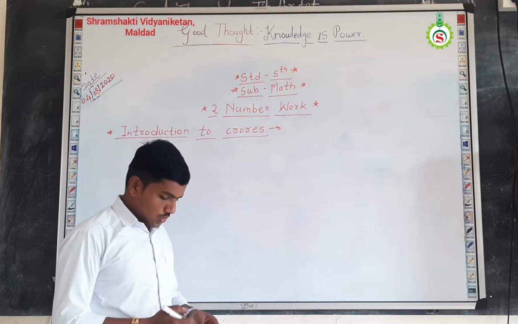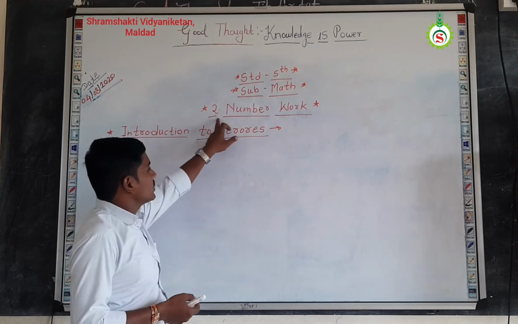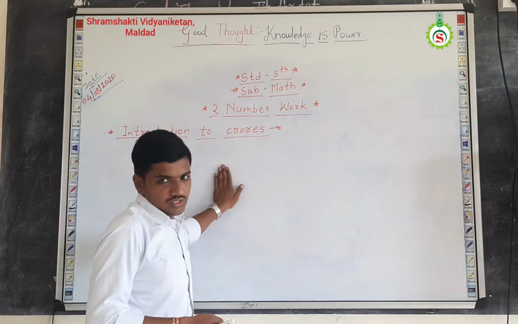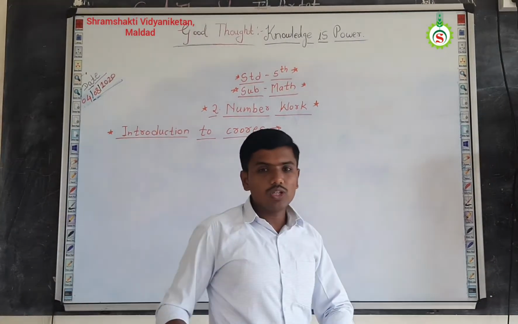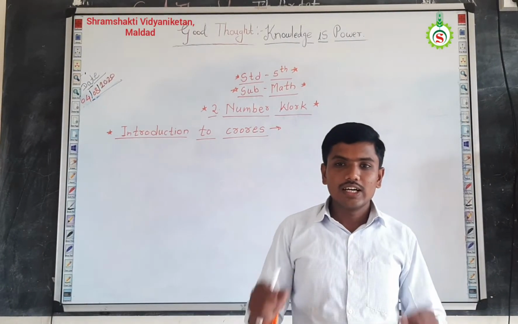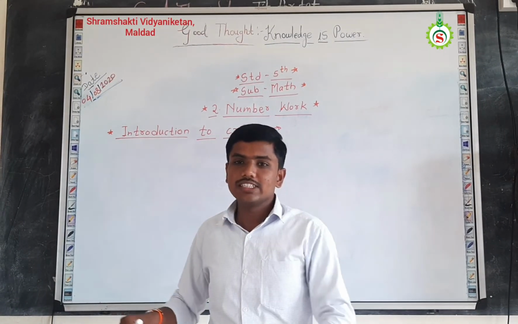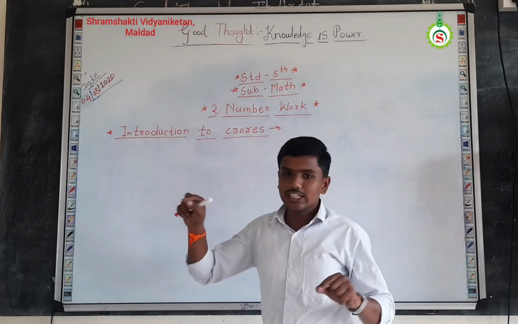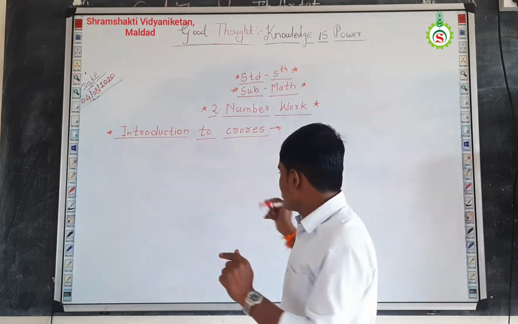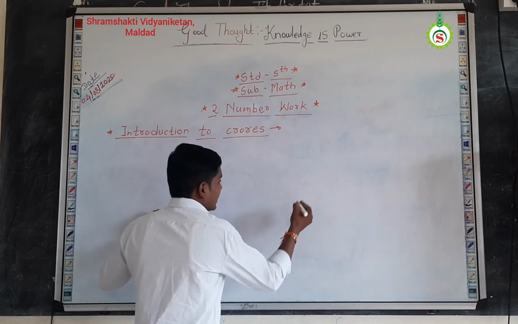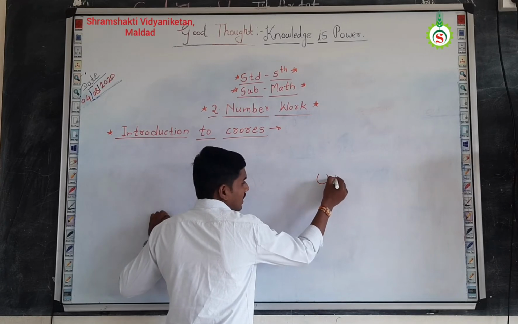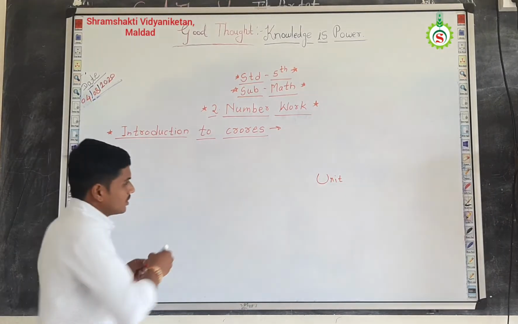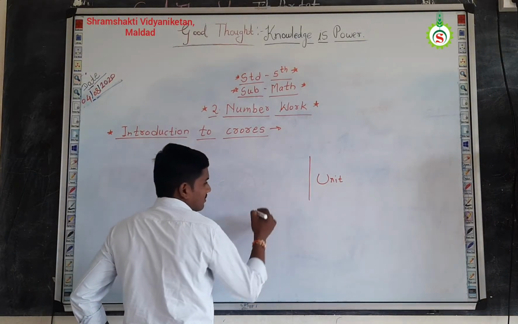Now in today's lecture, we will see the last point of the second chapter, Number 1, which is the introduction to crores. Up to the last lecture, we have seen numbers up to 7 digits. If we see the sequence of digits in a number, the first place is the unit place.